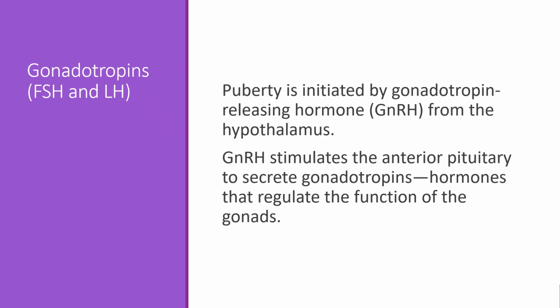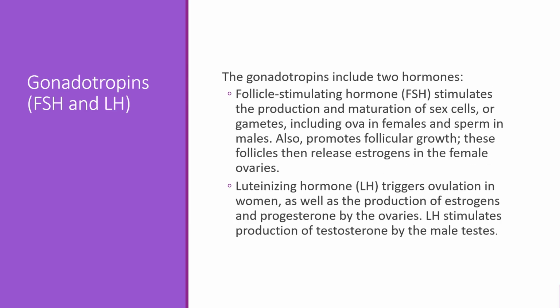Our gonadotropins, including follicle-stimulating hormone and luteinizing hormone. Puberty is initiated by gonadotropin-releasing hormone, GnRH, from the hypothalamus. Remember, the RH means hypothalamus. Gonadotropin-releasing hormone is going to stimulate the anterior pituitary to secrete the gonadotropins, hormones that regulate the function of the gonads, follicle-stimulating and luteinizing. All right, the gonadotropins are going to include 2 hormones.